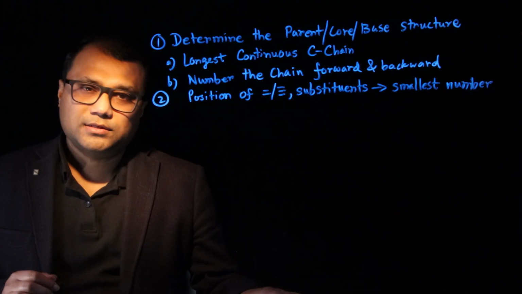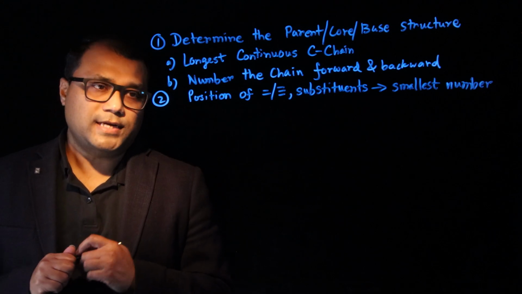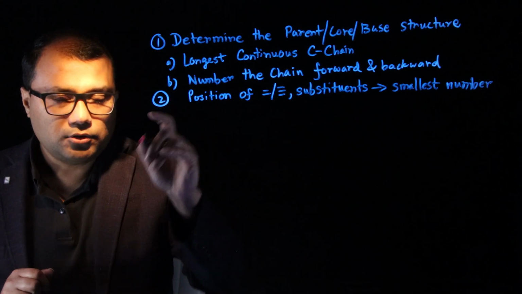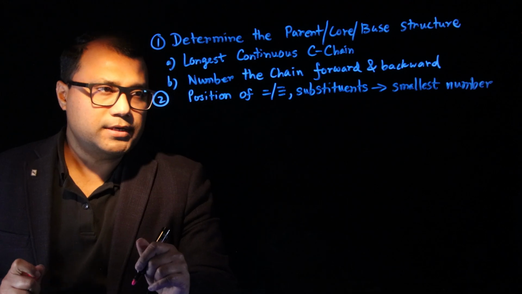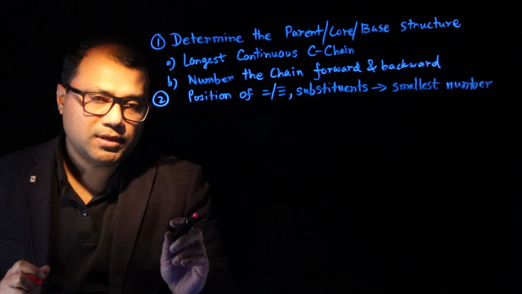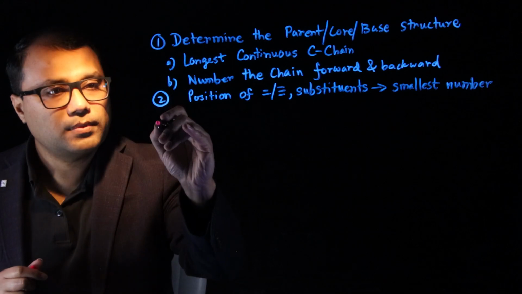Next, let's talk about the position of two types of substituents. The two substituents that we will consider right now are alkyl groups and halogen groups.